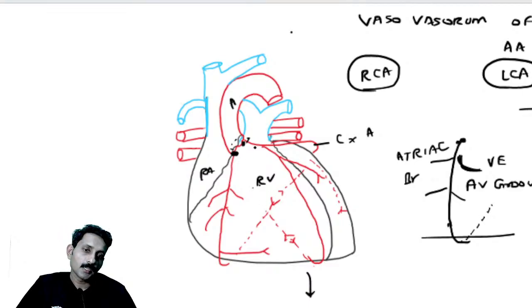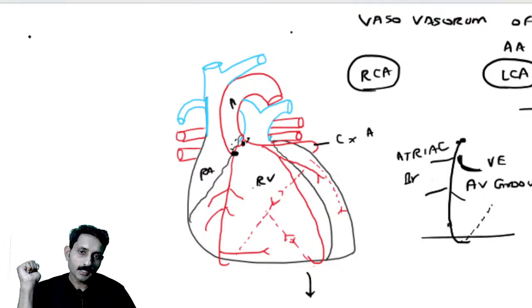Again, I will repeat. This right coronary artery will run in the AV groove, the anterior part of the AV groove. It will reach the inferior border, then it will go behind. It is the posterior part of the atrioventricular groove, between the atrium and ventricle. It will anastomose with the circumflex branch of the left coronary artery. This is the course. Now, what are the branches of this right coronary artery?